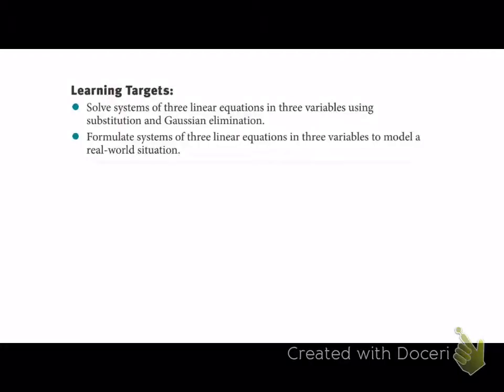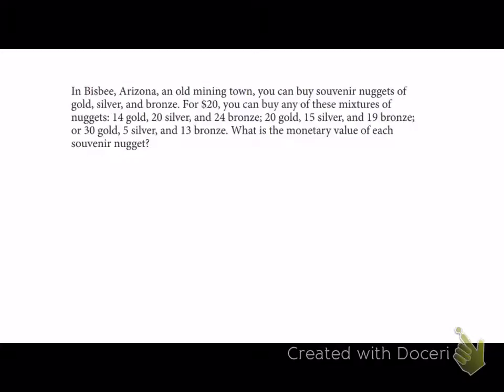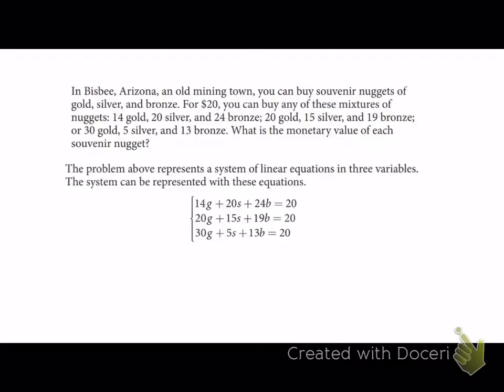So we're going to look at two methods. When we solve these, we're going to start off looking at how we solve these using substitution, and then we will look at the Gaussian elimination. Okay? What was the essential question?